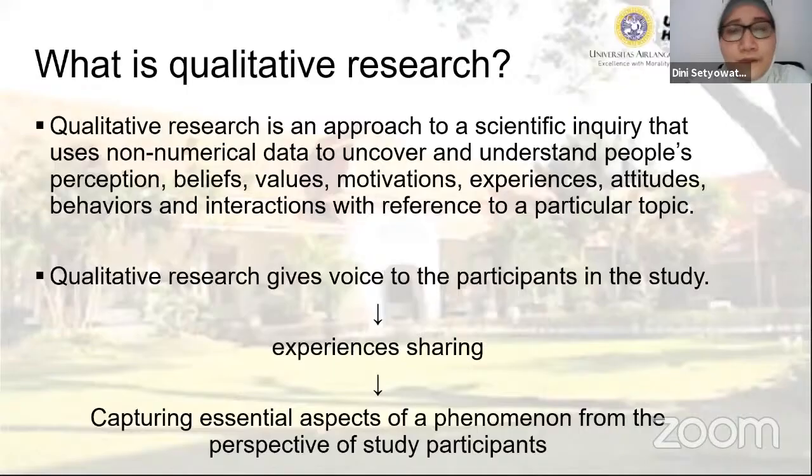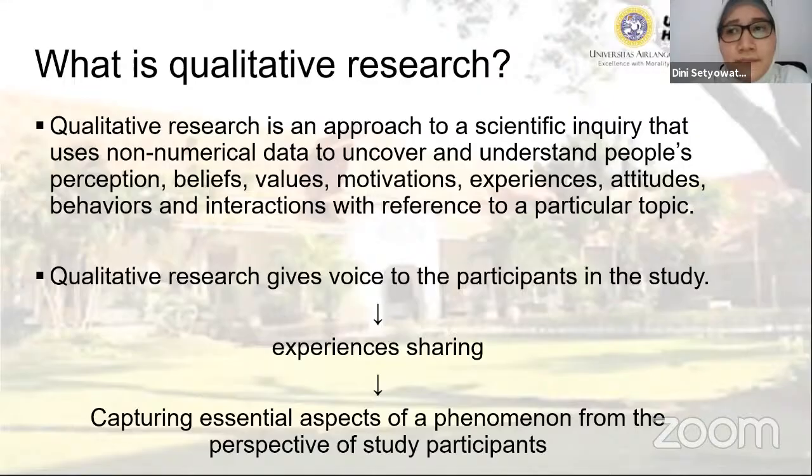Okay, let's start with the first topic. What is qualitative research? There are a lot of definitions provided in the literature about qualitative research, but basically, qualitative research is an approach to a scientific inquiry that uses non-numerical data. That means it's not about numbers, to uncover and understand people's perceptions, beliefs, values, motivation, experiences, attitudes, behaviors, and interaction with reference to a particular topic.